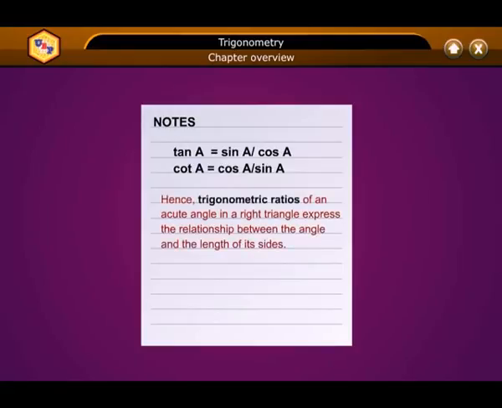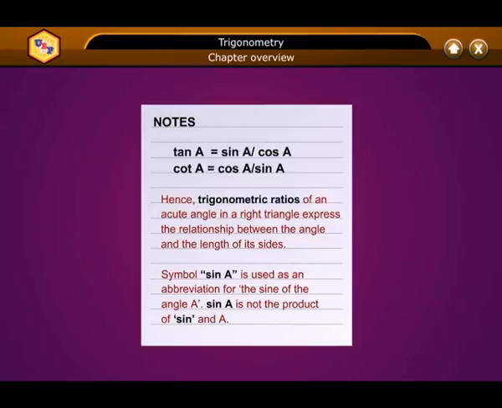Hence, trigonometric ratios of an acute angle in a right triangle express the relationship between the angle and the length of its sides. The symbol sine A is used as an abbreviation for the sine of the angle A. Sine A is not the product of sine and A.